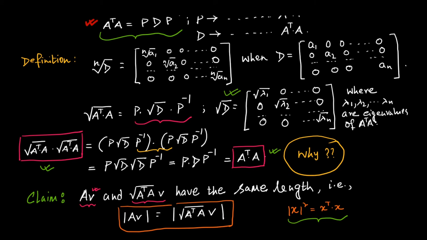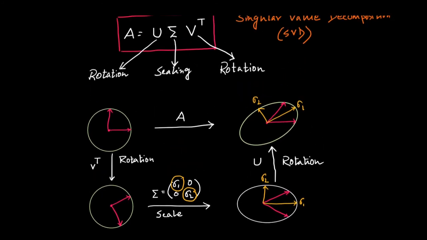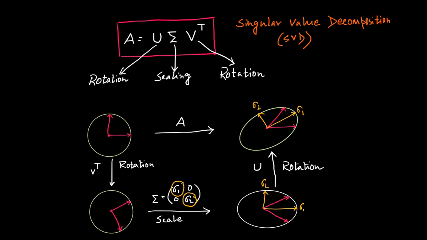I am doing everything for matrices formed with real numbers, so I'll be taking square roots of non-negative eigenvalues. That means the leading diagonal elements of this matrix capital sigma are nothing but the singular values of the matrix A. So these are the singular values. That is the reason why we call this decomposition technique the singular value decomposition.